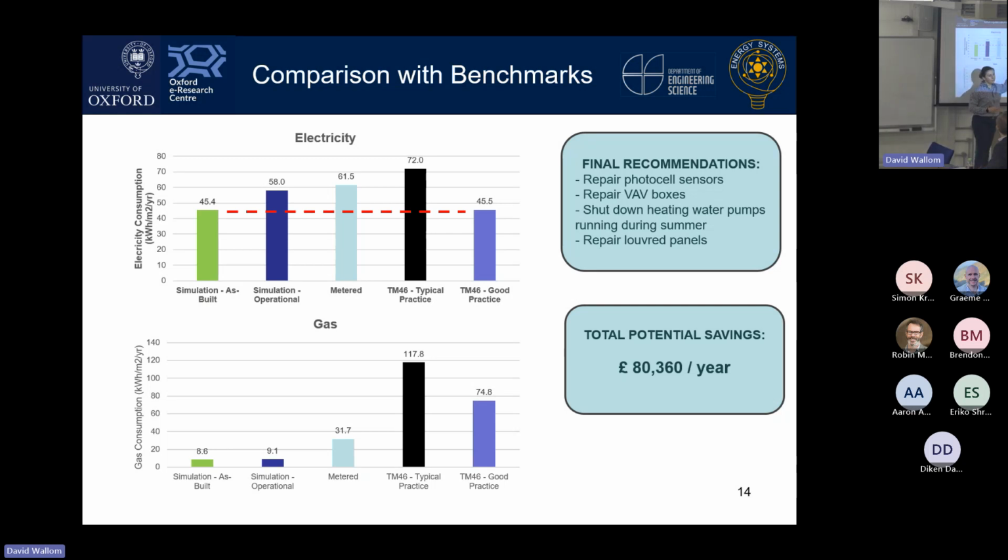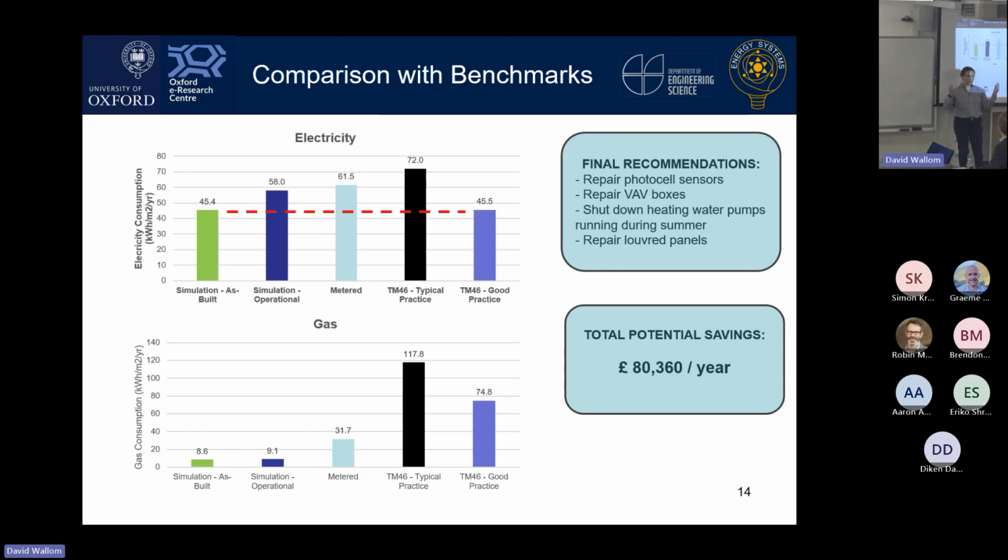My final recommendations that I brought up to the building management staff at the Andrew Wiles Building were to investigate the photocell sensors and the variable air volume boxes, see if we can shut down the water heating pumps during summer, and investigate the failures associated with the shading panels. Overall, if all of those are further investigated, there's a potential of energy savings equivalent to £80,000 for the whole year. This is for only one building in the university.